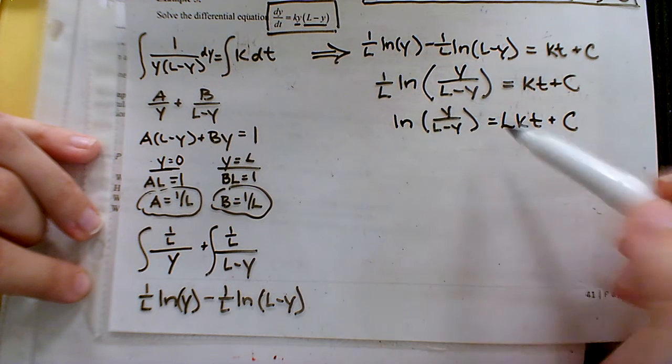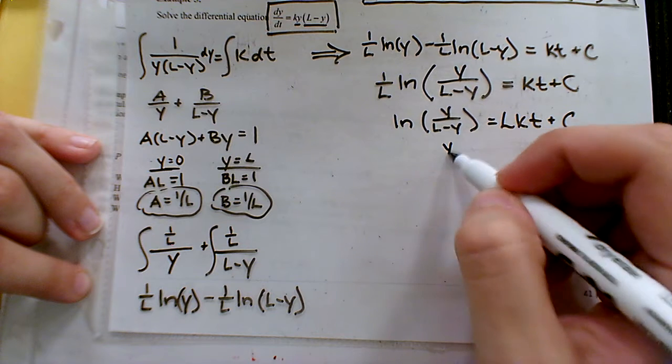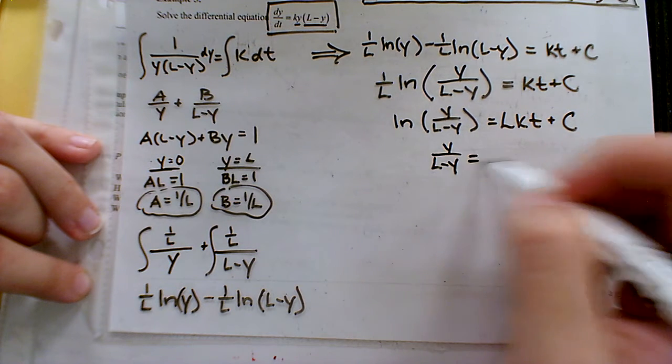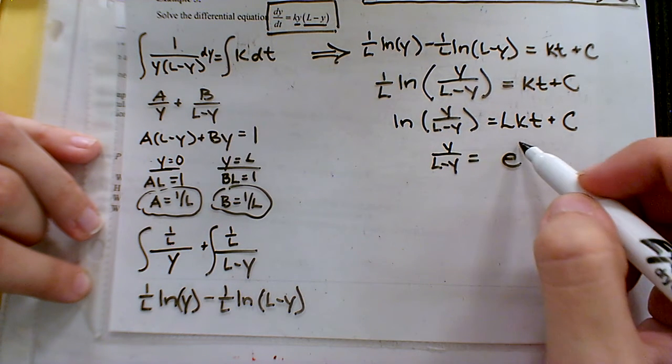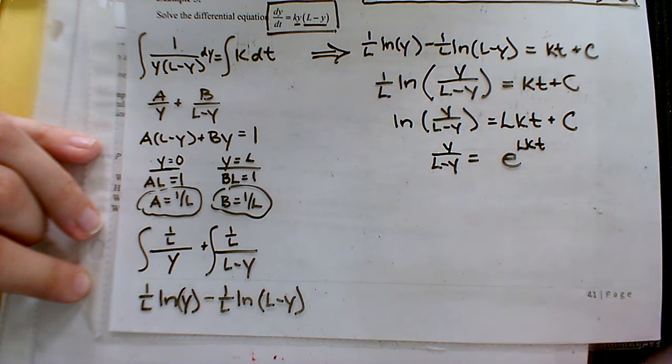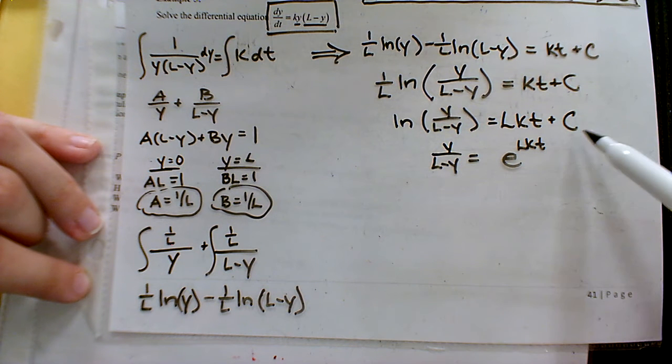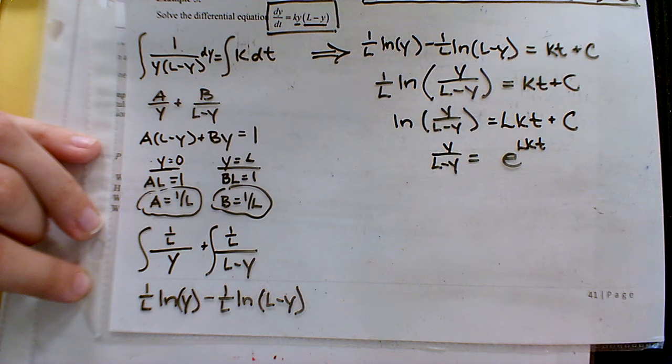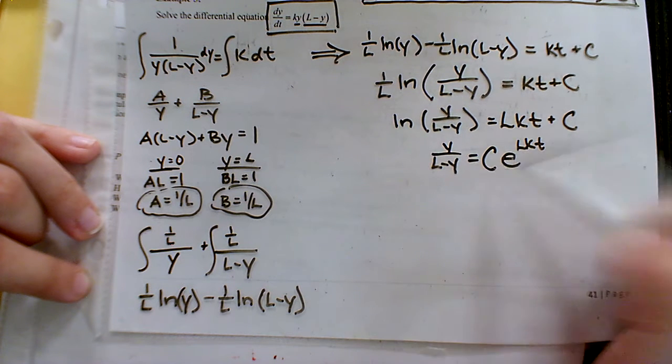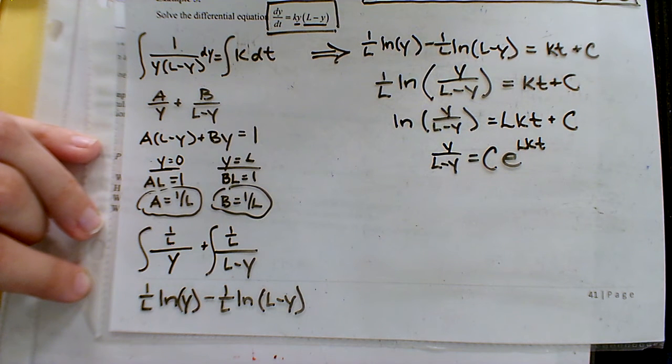Can we move over a natural log? That would become a base of e. We have L, K, T as the power. Do we know where this constant C would go? Yeah, it's multiplied out front. Good. Are we okay with that? I know we talked about that last year. Are we okay with that C out front? Okay.